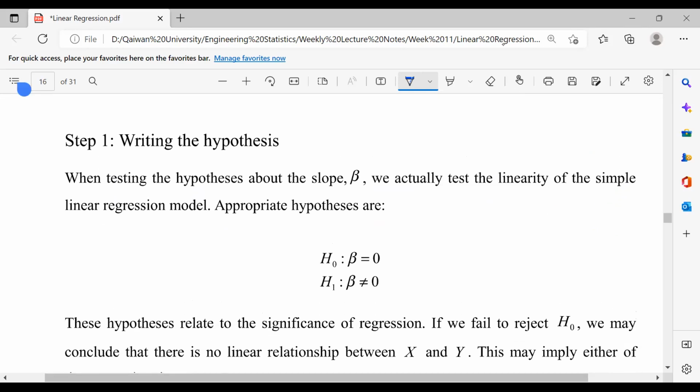So let's take a break and then we'll continue to finish this one.